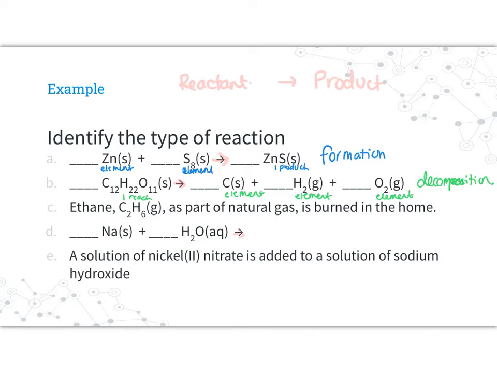Ethane, C2H6, as a part of natural gas, is burned in the home. The fact that it is burned and we have a hydrocarbon leads me to believe this is combustion, or hydrocarbon combustion.